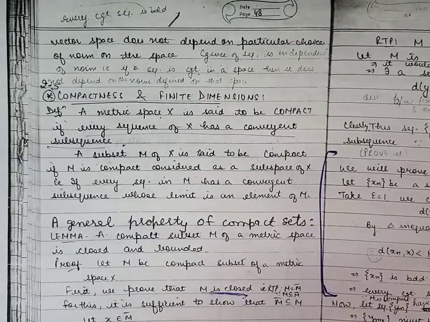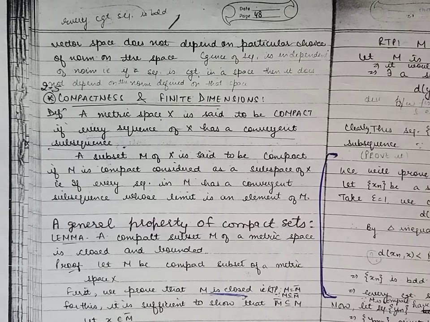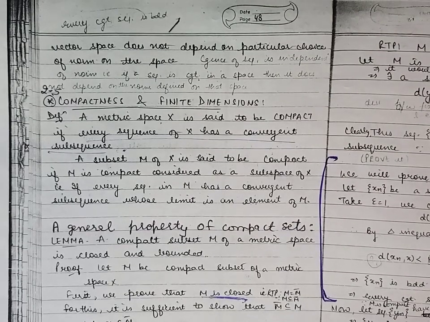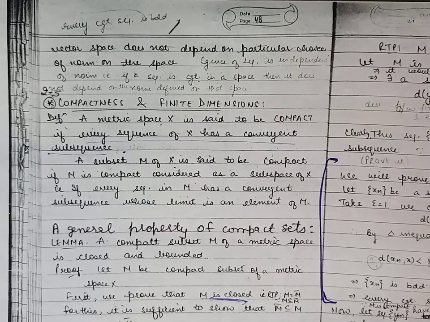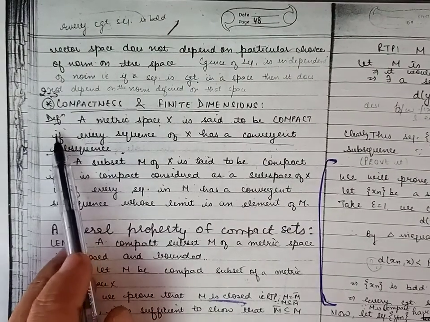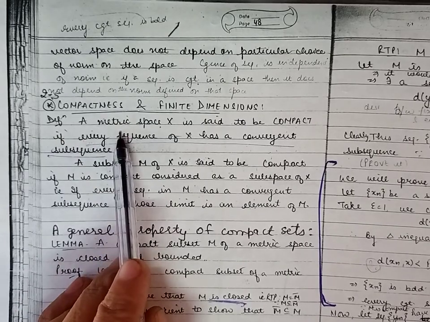Good morning, students. Our today's topic is compactness and finite dimensions. A few other basic properties of finite dimensional normed spaces and subspaces are related to the concept of compactness. So, first of all, we define what is a compact metric space.